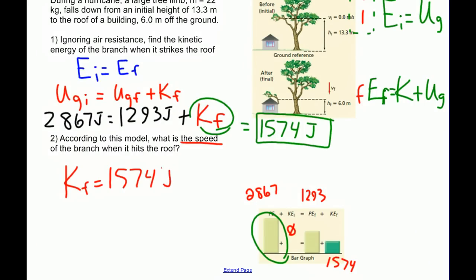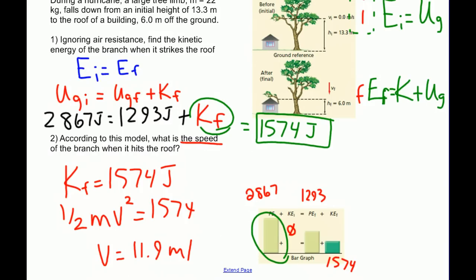So remember, if we're trying to find the speed, our kinetic energy final is equal to 1,574 joules. And so that's equal to 1/2 m times v squared, which equals 1,574. So the result is that our velocity, or our speed, as we hit the roof is about 12 meters per second, 11.9 meters per second. Pretty fast for a tree branch to hit at 11.9 meters per second. So that roof is probably not in great form.